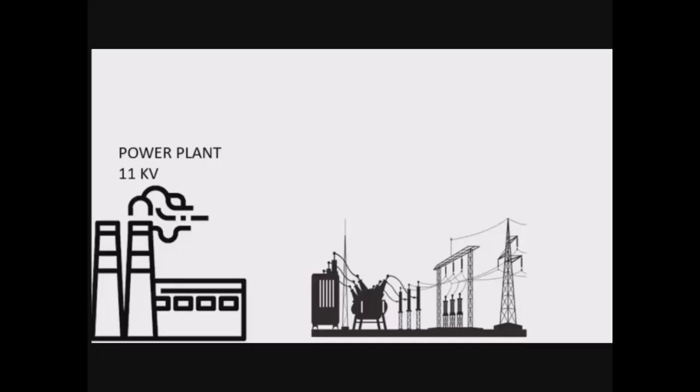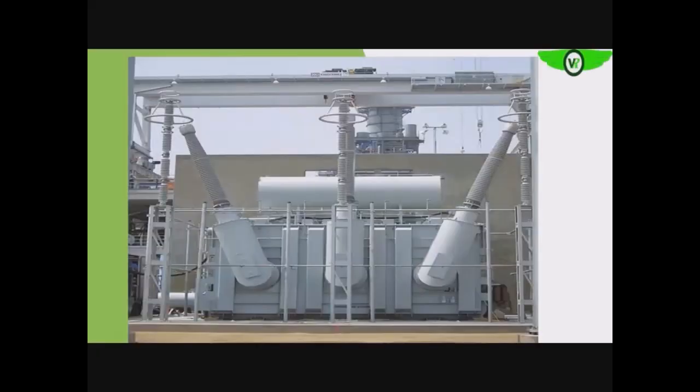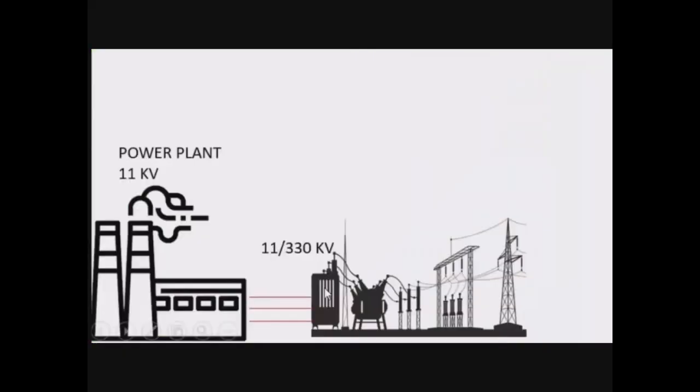Whatever is generated will now be sent, as you can see, to your transmission system. The first part of your transmission system is the switchyard. The first component in your transmission system is the step-up transformer, or the transmission transformer, as you can see on the screen. The function of that transformer is to step up the input voltage from 11 kilovolts to about 330 kilovolts, because in this particular country, 330 kilovolts is the highest transmission voltage that we have.